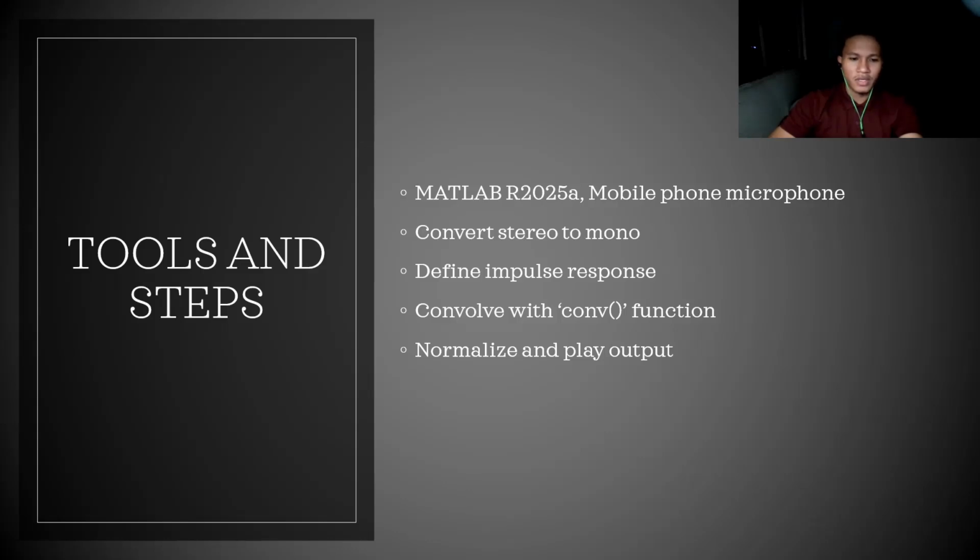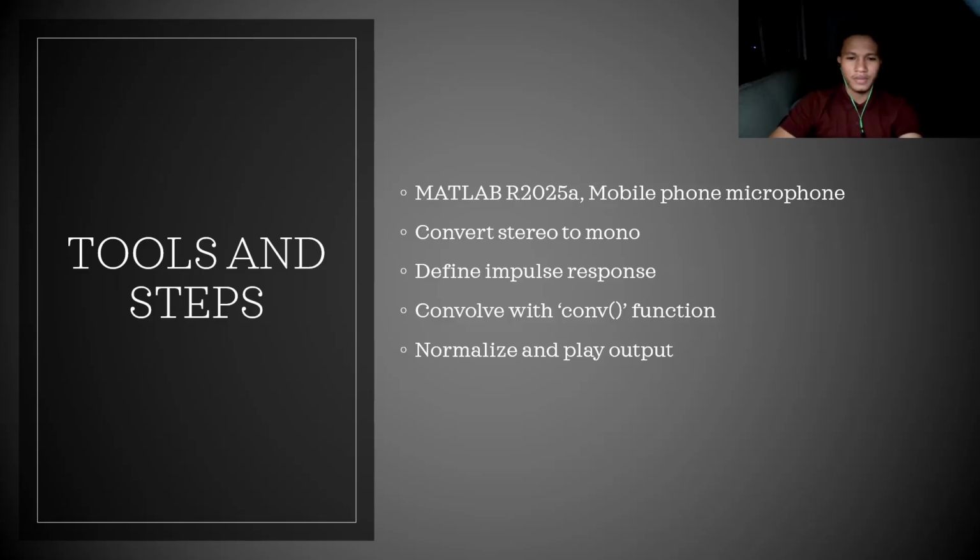Since the recorded audio was in stereo, I converted it to mono to make it a one-dimensional signal, which is required for convolution. Next, I define a simple impulse response, for example 1, 0.5, and lastly 0.25, to represent how a system fades or echoes a signal. Then I use the MATLAB built-in conv function to convolve the voice with the impulse response. Lastly, I normalize the output signal to avoid distortion and play back the original, the impulse, and lastly the convolved signal for comparison.